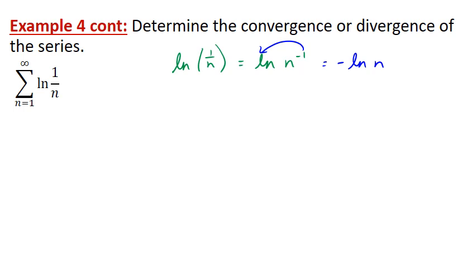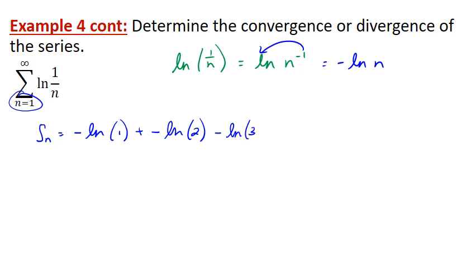Okay, so maybe I want to find the first several terms of this. So S sub n is equal to, well, looking at this, I'm starting with 1, so this is negative natural log of 1. Now, I can write plus a negative natural log of 2, every time the plus or negative, but it's really going to be subtracting every time. Okay, so let's see what we get.